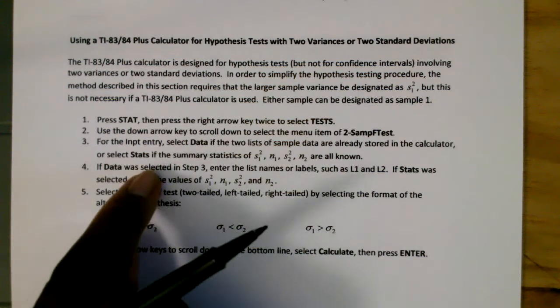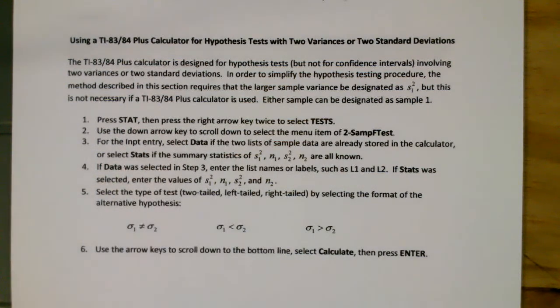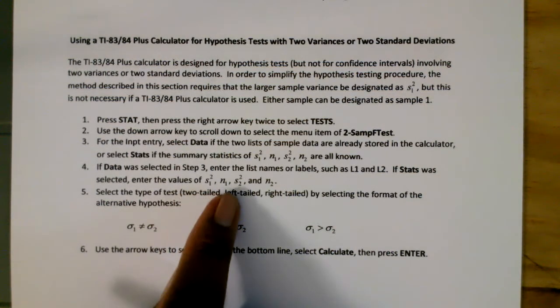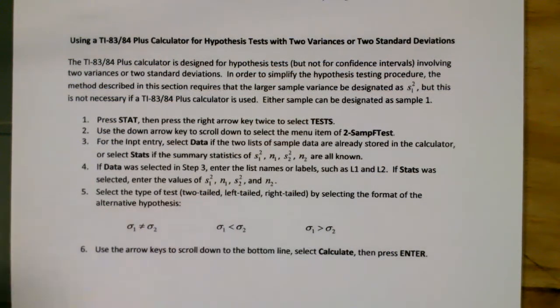More than likely, we're going to be selecting Stats because we're going to be getting the summary statistics in these examples. S1, n1, S2, n2 are going to be known. And if Data was selected in step 3, you'll enter the list names such as L1, L2. If Stats were selected, you'll enter those values, S1, n1, S2, n2.